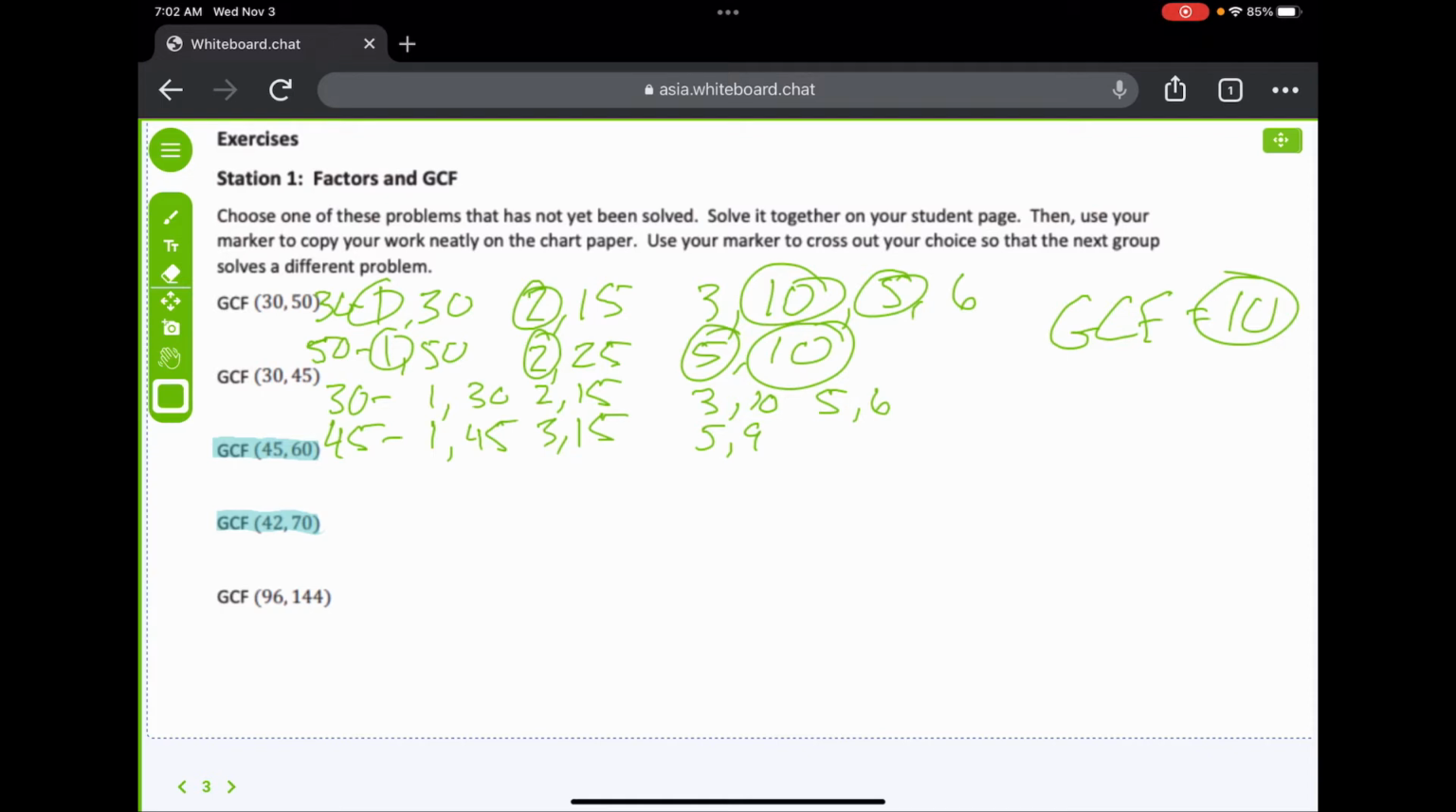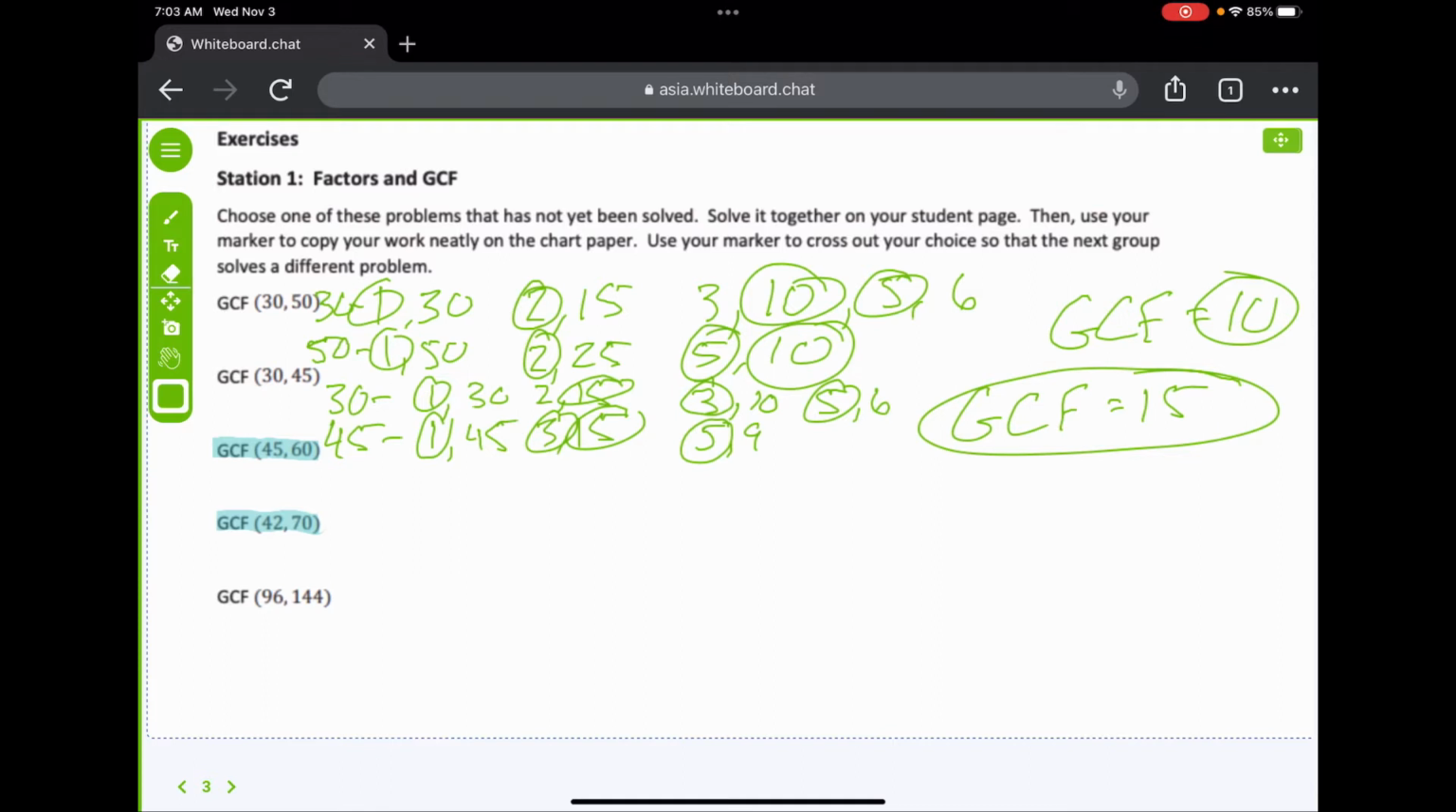So now let's circle all the common ones. 10 doesn't work, but 15 works. Okay? So your common ones are 1, 3, 5, and 15. So the greatest common factor is going to equal 15. Now let's do 96 and 144. I did this one because it's really long.